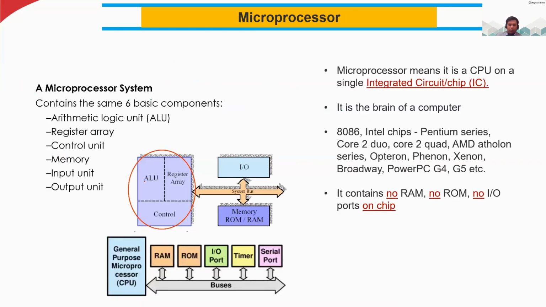So this is the microprocessor. It has the ALU and register array and then the control unit, and then the IO unit, the input output unit. For example, in your PC, the input is the keyboard and the output is the monitor you are seeing.